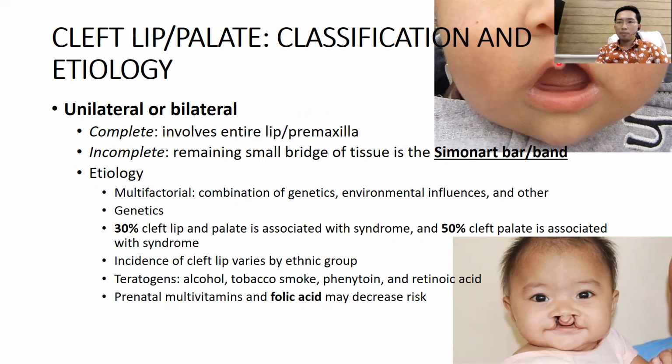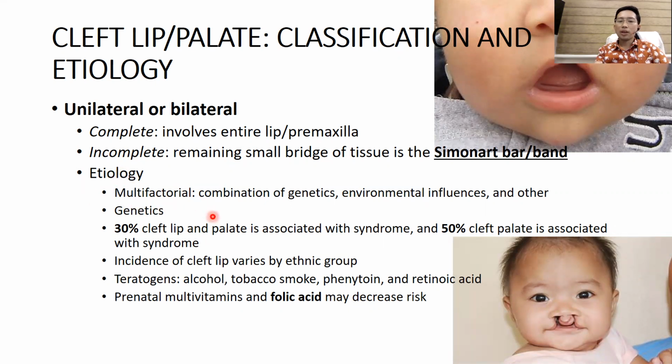For the incomplete, the remaining small bridge of tissue they call the Simonart band. This one is an incomplete unilateral cleft. This structure here, they call it the Simonart band. This is a unilateral incomplete cleft. And this is a bilateral complete cleft lip and palate. Okay. Let's go to the etiology.